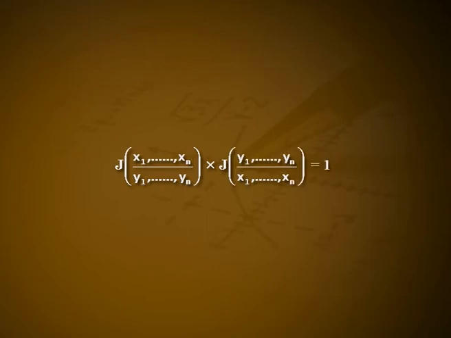Corollary. If xr equals ur for r equal to 1, 2, 3, etc. n in the theorem, and assuming that the equations which define y1, y2, etc. yn as functions of x1, x2, etc. xn determine x1, x2, etc. xn as functions of y1, y2, etc. yn, then capital J of x1, etc. xn over y1, y2, etc. yn times capital J of y1, etc. yn over x1, etc. xn equals 1.